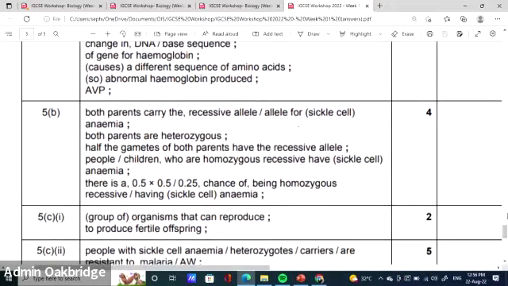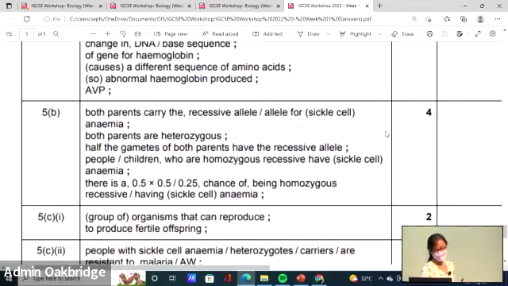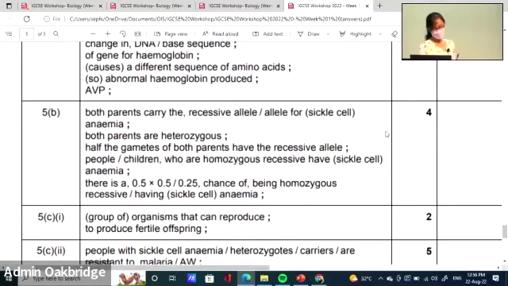What did they mark for? Okay, this one. Both parents carry the recessive allele. Okay, you can say something like that. Both parents are heterozygous. Half the gametes of both parents have the recessive allele is true. Okay. Because if they're heterozygous, like for the father, if the father is heterozygous, 50% of the sperm is normal. 50% of the sperm is carrying the allele. And then children who are homozygous recessive. And then you can say, oh, therefore there is a 25% chance of having sickle cell anemia.